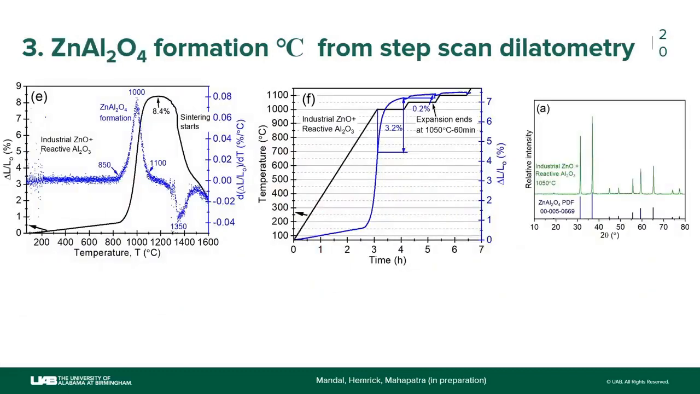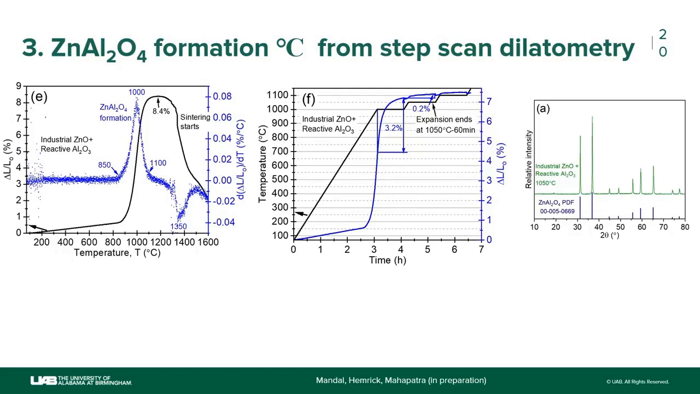Second is an example of zinc aluminate. So this is our upcoming paper. We're going to submit in a few weeks. What you see here is zinc aluminate formation from industrial zinc oxide, which is from US Zinc, and then reactive alumina from Almatis.